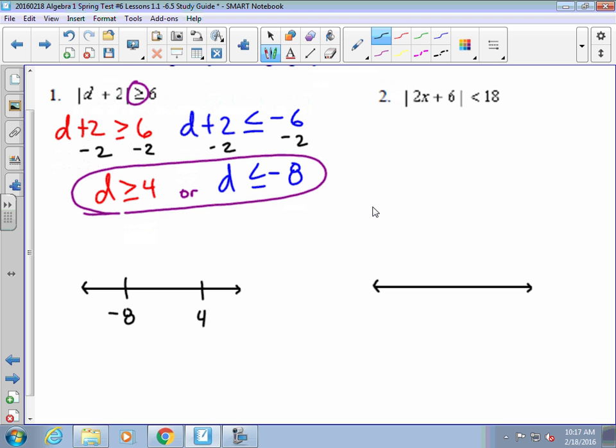Okay, so the first one, D is greater than or equal to 4, is a colored in bubble at 4, and everything that's greater than, everything to the right. The other one, D is less than or equal to negative 8. That is a colored in bubble, and everything less than or to the left. And there is your graph to match your inequality. Less than or equal to negative 8, greater than 4.